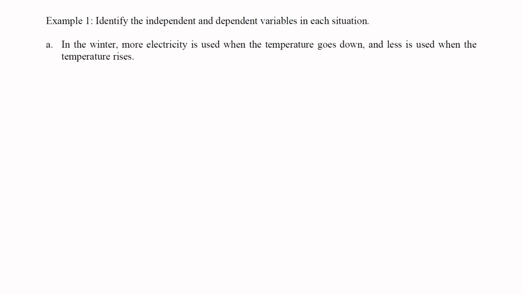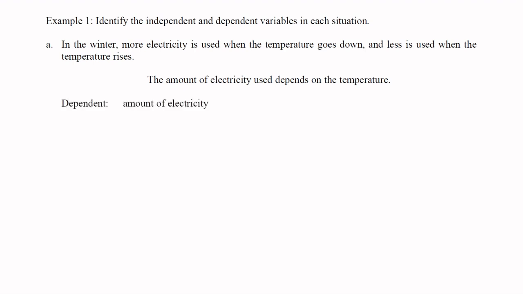So identify the independent and dependent variables in each situation. In the winter, more electricity is used when the temperature goes down, and less is used when the temperature rises. The amount of electricity used depends on the temperature. Okay? So, if the amount of electricity used depends on the temperature, our dependent variable is the amount of electricity because it depends on the other item, which is our temperature, being our independent variable.